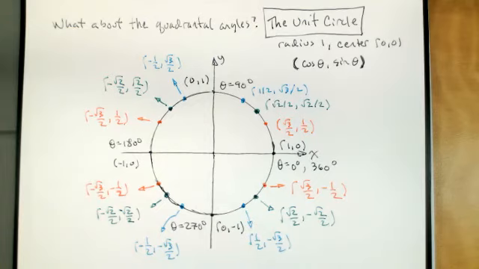This is another way to remember what's positive where. Cosine is positive where x is positive. Sine is positive where y is positive. So it's not a bunch of separate things. It's one big interconnected thing. Any questions?